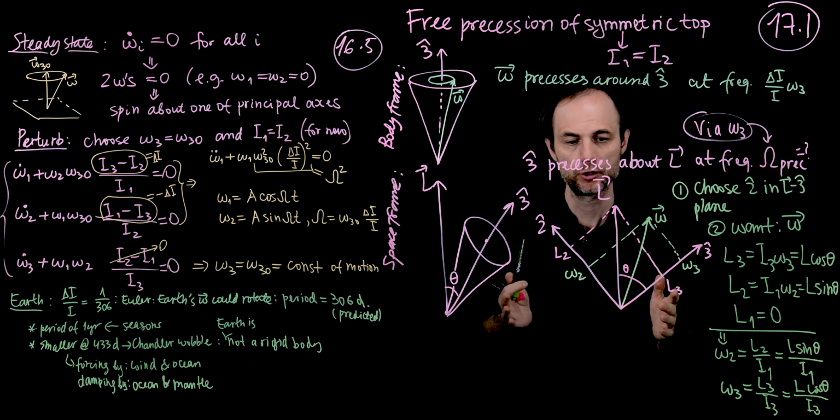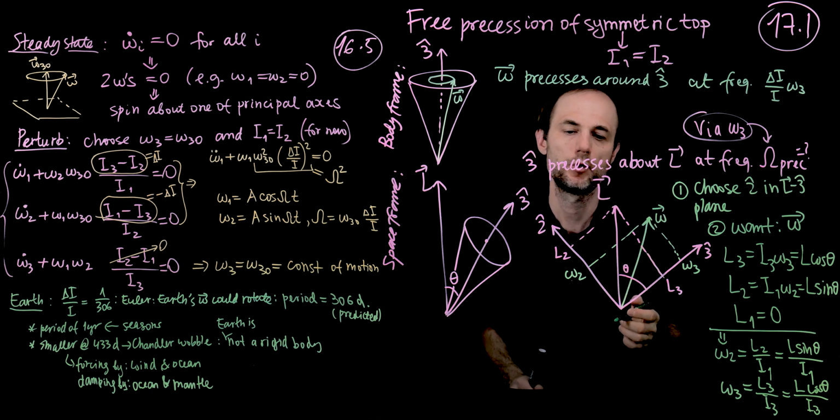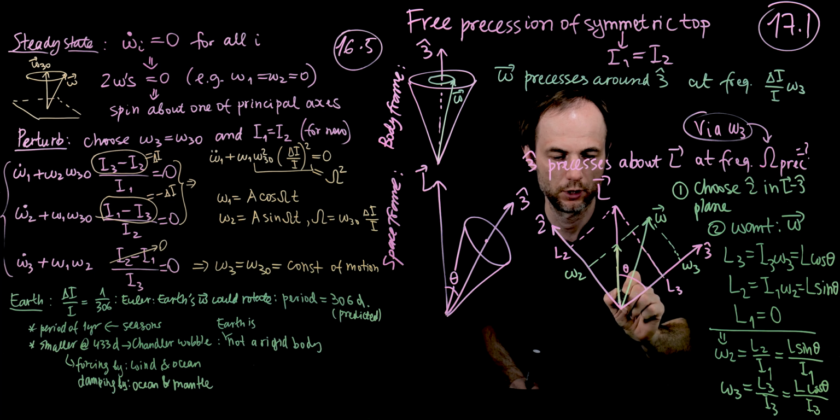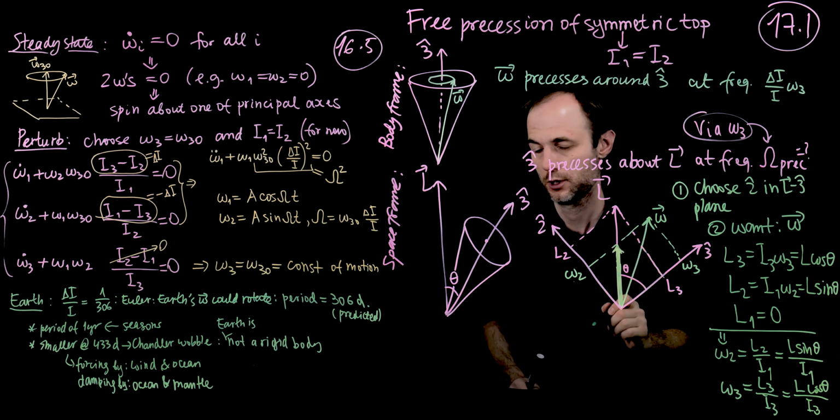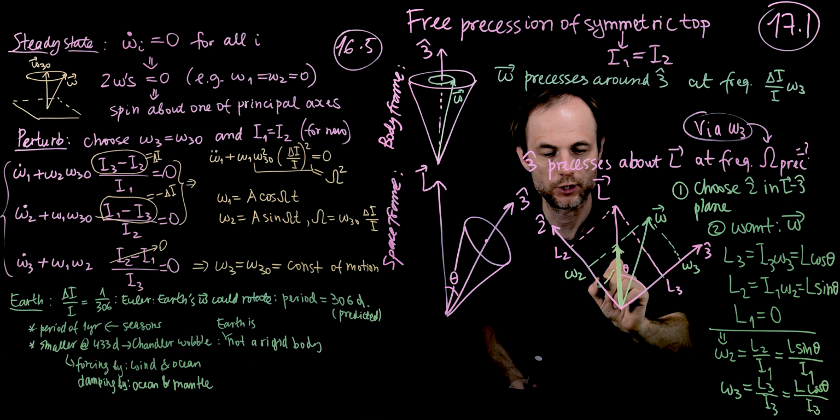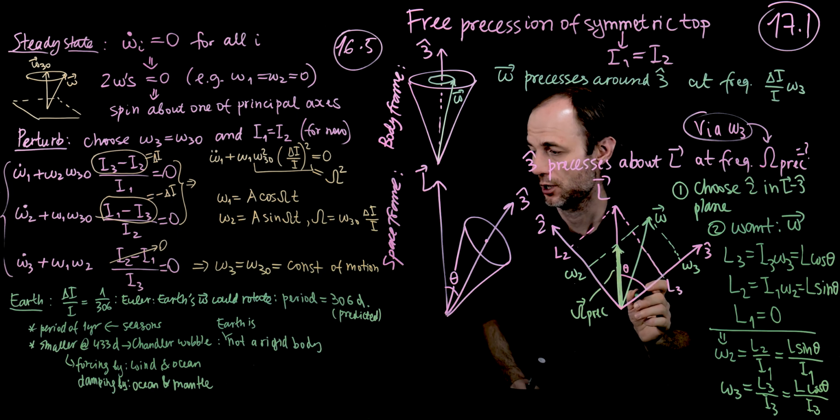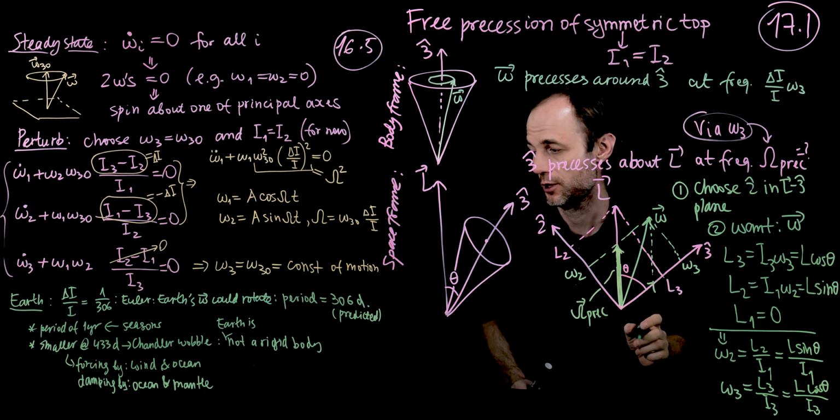So now let us try and break down omega into two different components. One is the component of omega that points along L, this component. That will be the component that is related to precession. So that will be omega precession. And another component, which will be this one. This will be omega spin.